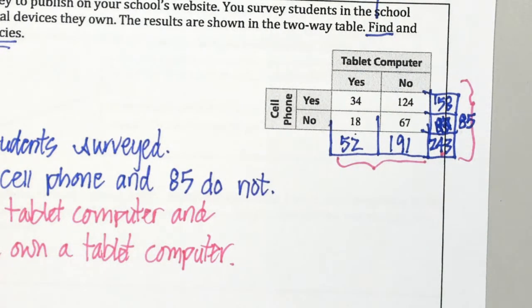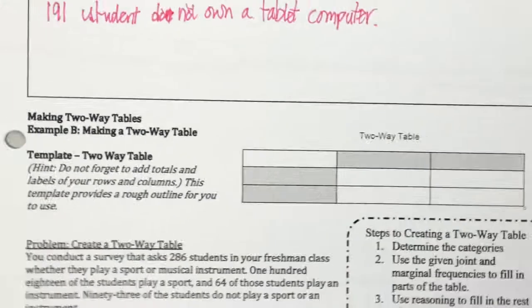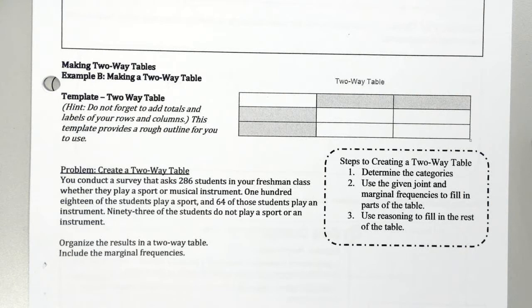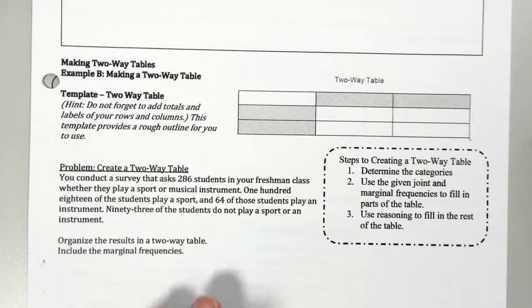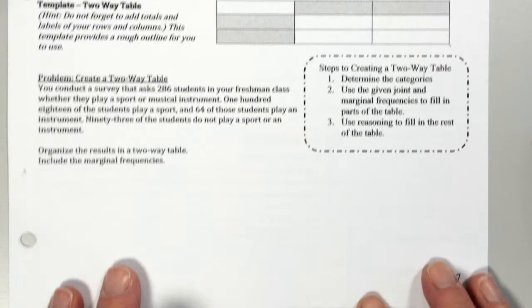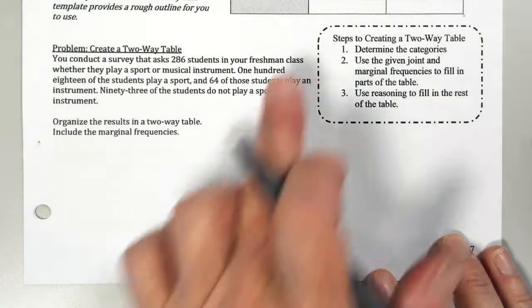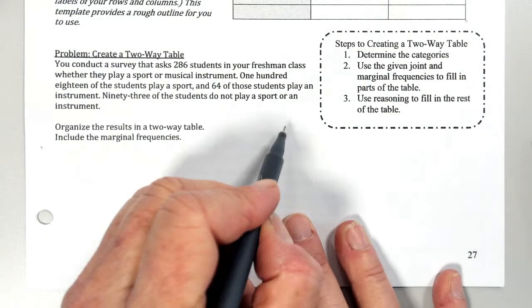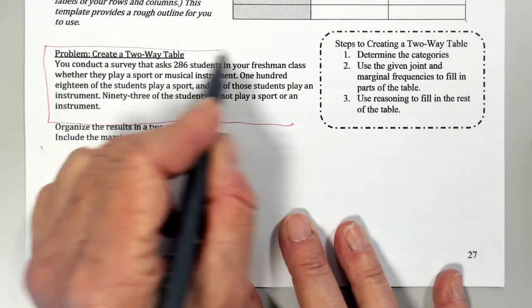So now moving on to the next section of our notes. The next section had to do with making a two-way table. So what we're going to do is we're going to actually go in and create one right here in this white space. And we're going to use these steps to help us out. And where are we going to get our information? We're going to get our information right here.